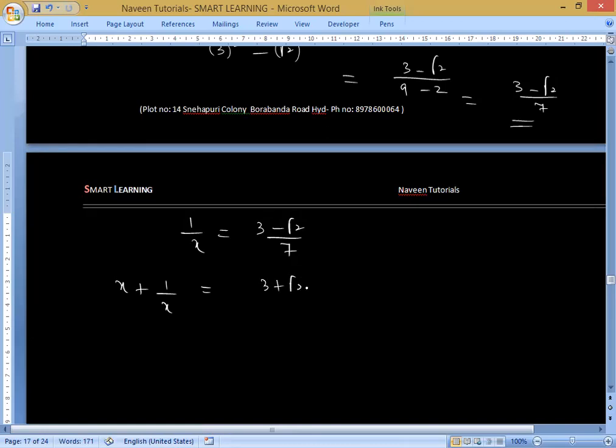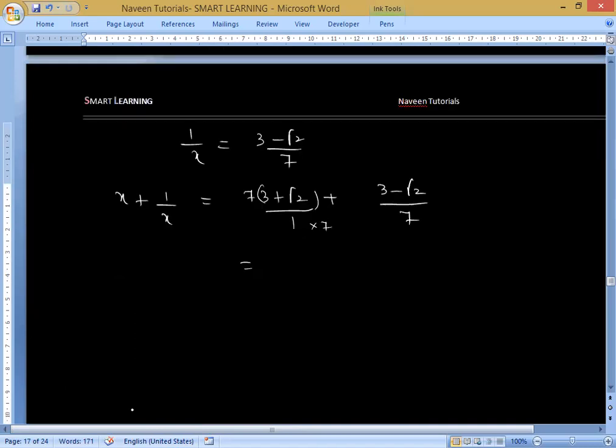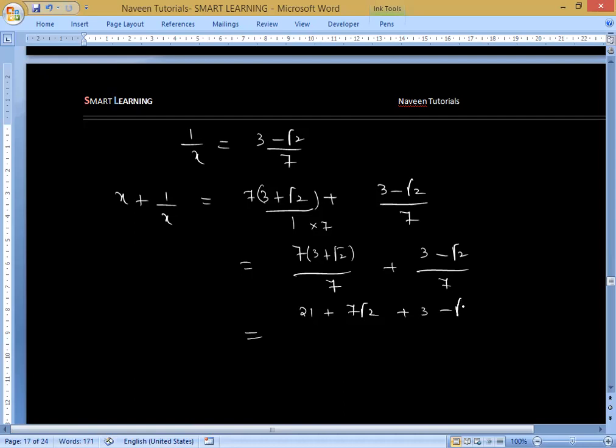3 plus root 2 plus 1 by x, which is 3 minus root 2 by 7. There is no denominator, right? So I'll multiply by 7 to make the same denominators. So 7 into 3 plus root 2, 7 ones are 7, 7 threes are 21, 7 root 2, plus 3 minus root 2 by 7.